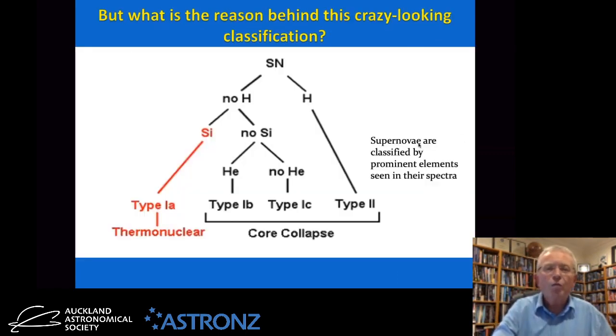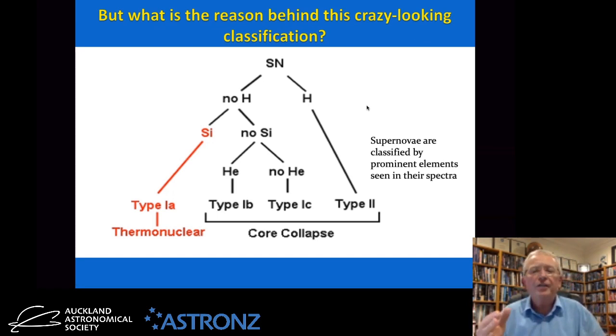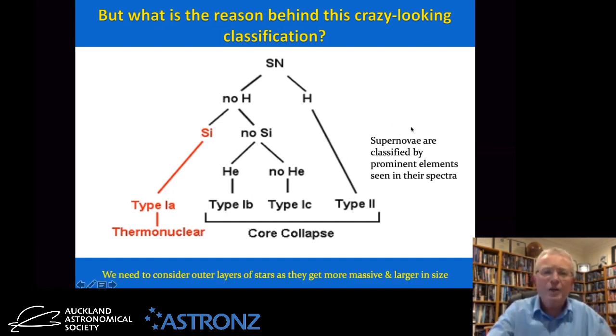So what is the reason behind them? You think, okay, I now know why massive stars go supernova. It's because they reach iron in their core, it becomes inert, no longer can you get nuclear fusion generating power. The whole system just completely collapses and then rebounds back out onto itself. You can see why. But why this crazy classification? Well, to answer this, what we need to do is have a look at some of these massive stars and what happens to their outer layers as they become more massive and larger in size.